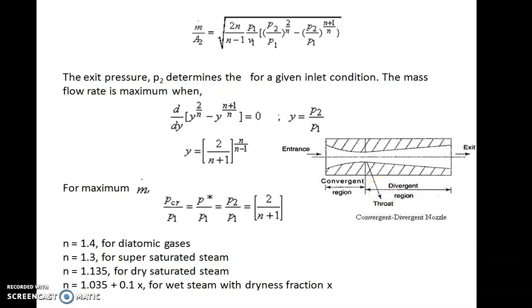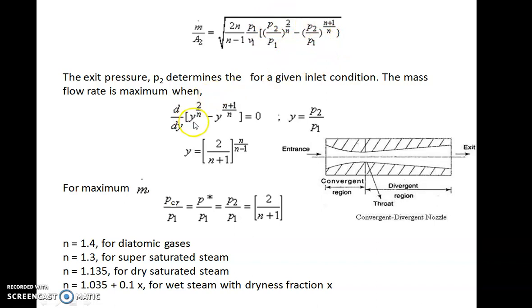So here we are going to take the derivative of this mass flow rate with respect to some parameter that is called the pressure ratio. That P2 by P1 we have named as y. So if you take d by dy of y raised to 2 by n minus y raised to n plus 1 upon n is equal to 0, because other parameters are constant, so they will become 0 after going to the right side. That's why we are only interested in taking the derivative of the term which is inside the bracket.